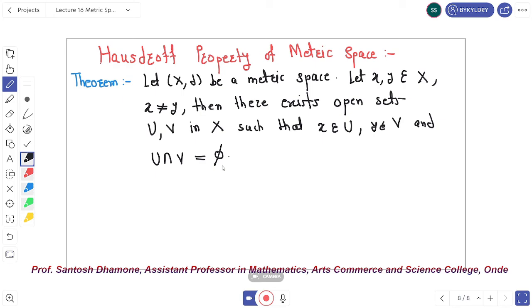Let (X, d) be a metric space. x, y belong to set X and x is not equal to y. Then there exist open sets U and V in X such that U is an open set about x and V is an open set about y, and the intersection of these open sets is empty. This is known as the Hausdorff property of metric space. Proof.